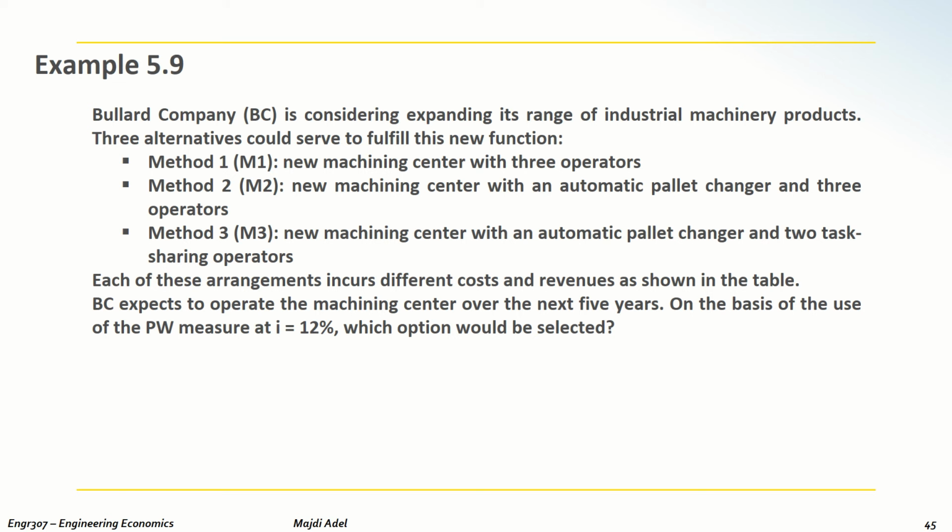The other option is a machining center with automatic pallet changer لحتى يغير الطبليات اللي بحطوا عليها الفاينل برودكت with 3 operators. The third option is a new machining center with automatic pallet changer but with 2 operators that are sharing tasks بتشاركوا في المهام. Okay, which of these arrangements will be more profitable, okay, at interest rate of 12%.